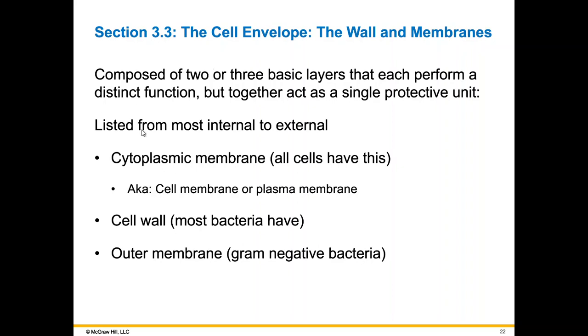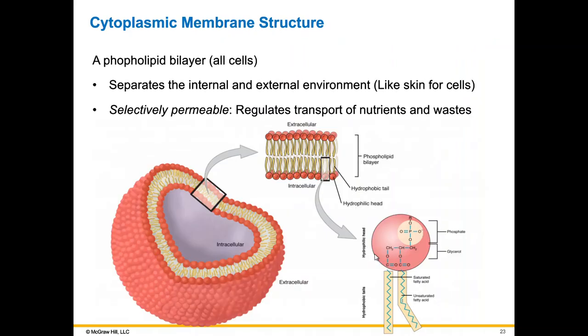If we list the layers of this envelope from most internal to external, we have the cell membrane, also called the cytoplasmic membrane or the plasma membrane. I know that's a pain because there are multiple names for the same thing, but I can't help it. Then we have the cell wall, which lies on the outside of the cell membrane. And then we have an outer membrane in some bacteria, specifically gram-negative bacteria, and you will learn what that means later. So let's look at our cytoplasmic structure first.